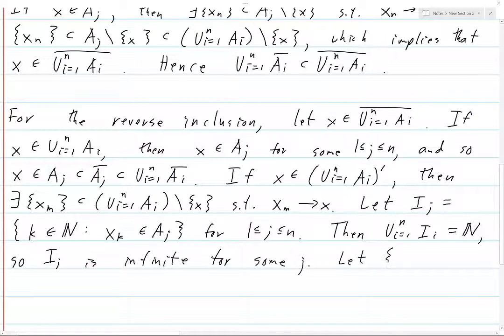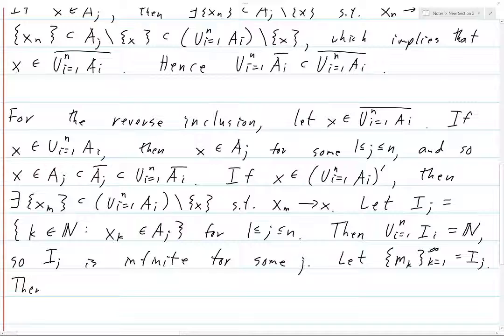So, what are we going to do? We're going to call these mk from k equals 1 to infinity. This is going to be ij. So ij contains infinitely many natural numbers, and you order them from smallest to greatest, and you label them as mk. So m1 will be the first element of ij, m2 will be the second element of ij, m3 the third element, and so on and so forth.